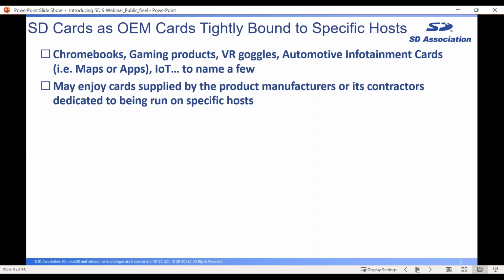Here we can see another opportunity for usage of SD 9.0 features, cases in which the cards are also tightly bound to a specific host. There are various applications like those shown here: Chromebooks, gaming, VR goggles, automotive infotainment cards like maps or applications, and more. All of them may benefit from cards dedicated to being run on a specific host and supplied by the product manufacturers or their contractors. Let's see how it looks.